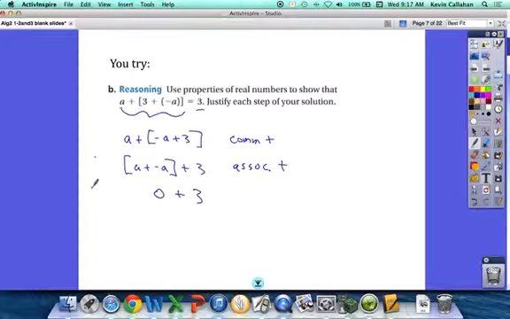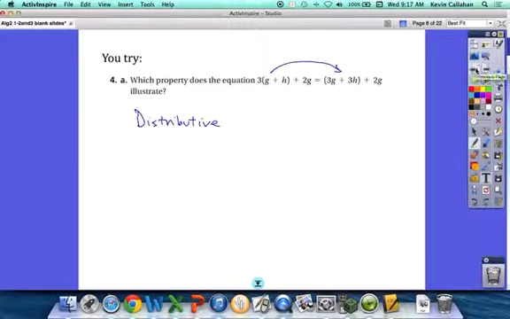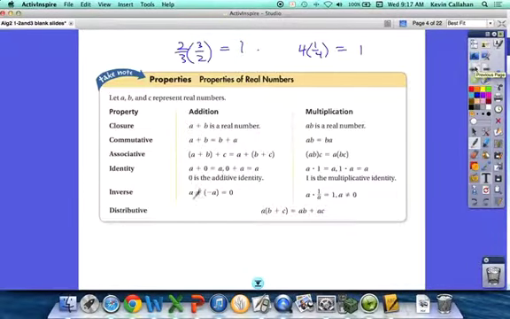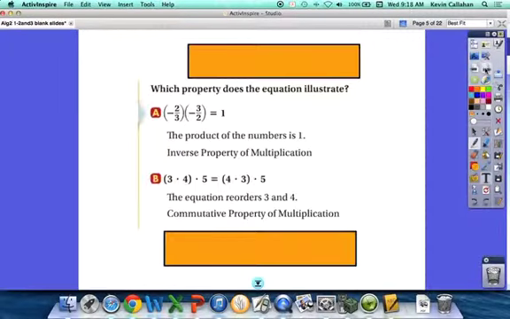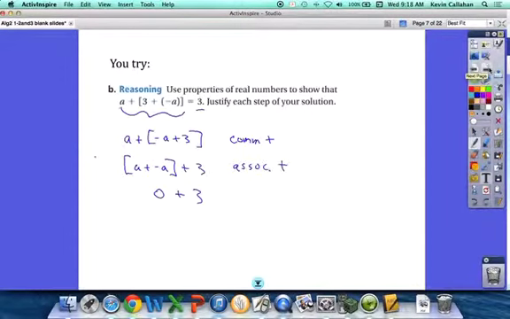Okay, now, A plus negative A is 0. What property is that? Not identity. Not yet. Which property says what do you add to get back to the identity element? That is the inverse, right? Additive inverse says if you add the opposite to a number, you get 0. So that is the inverse. And then the last property is 3. Which property says that if you add 0, you get the same thing? That's the identity.